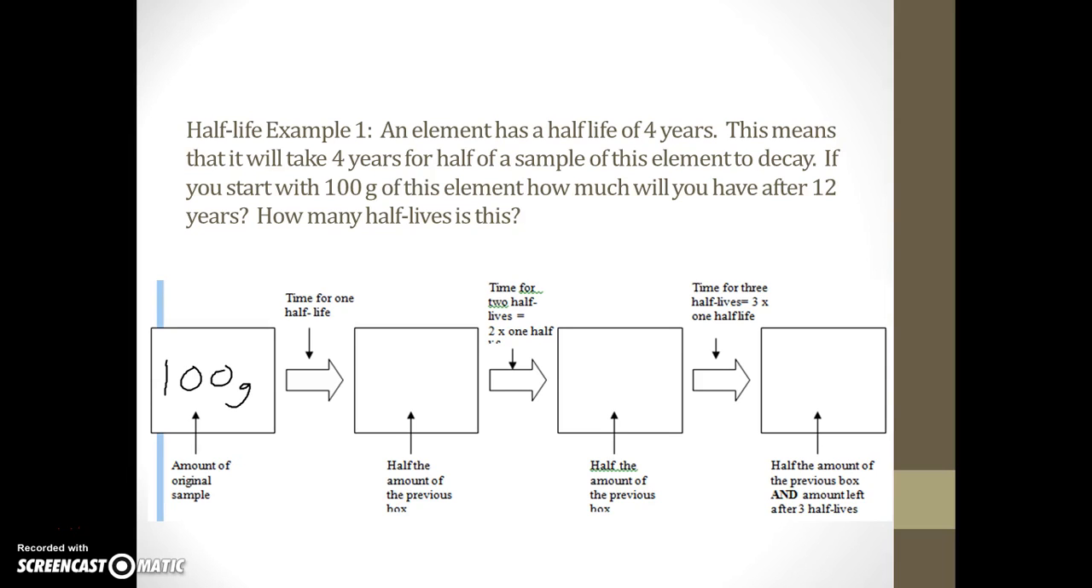Each arrow represents our half-life. Here it says 4 years is our half-life, so under our arrow, we're going to write 4 years. So 4 years later, half of it has decayed. We're going to take half of 100, so we do 100 divided by 2, and we get 50 grams of our sample remaining.